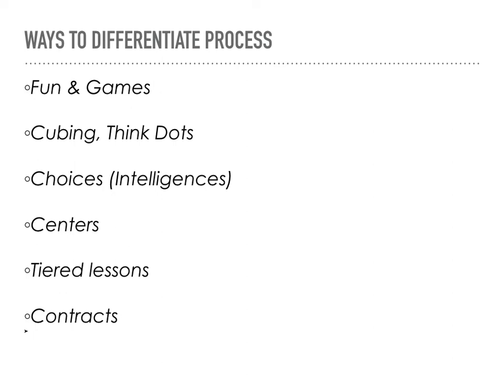We can differentiate the process. We can have games. We can do cubing. We can have choices based on intelligences. We can have centers. We can have tiered lessons. And we can use contracts.